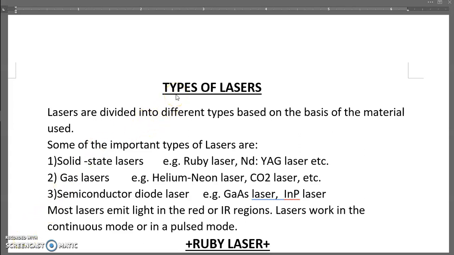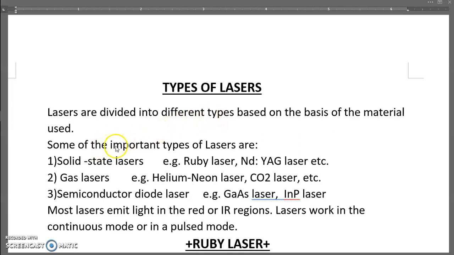In this video, we will see the different types of lasers. We will learn about ruby laser and a helium neon laser. Lasers are divided into different types based on the material used.